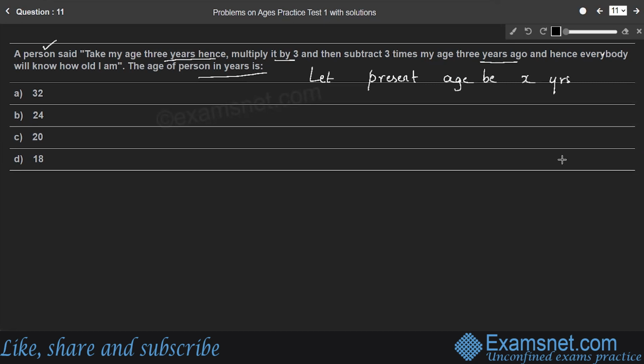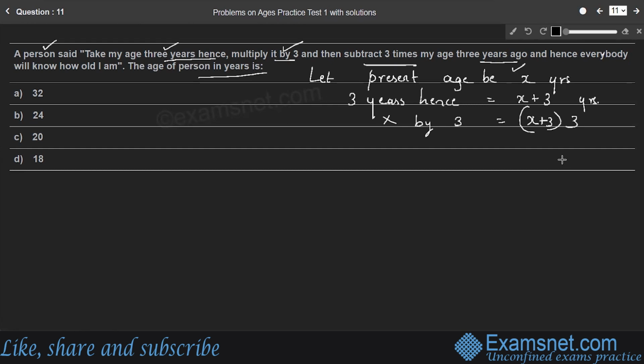And he said, take my age 3 years hence. So 3 years hence means after 3 years, right? So 3 years hence, his age will be x plus 3 years. Multiply it by 3, right? Multiplied by 3 means x plus 3 into 3.